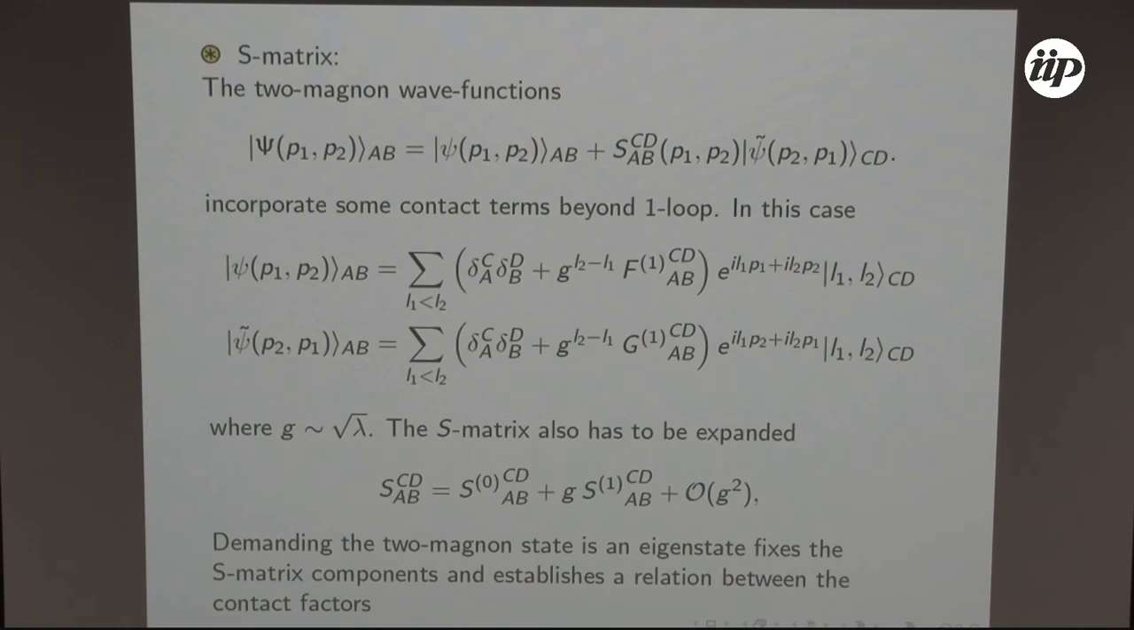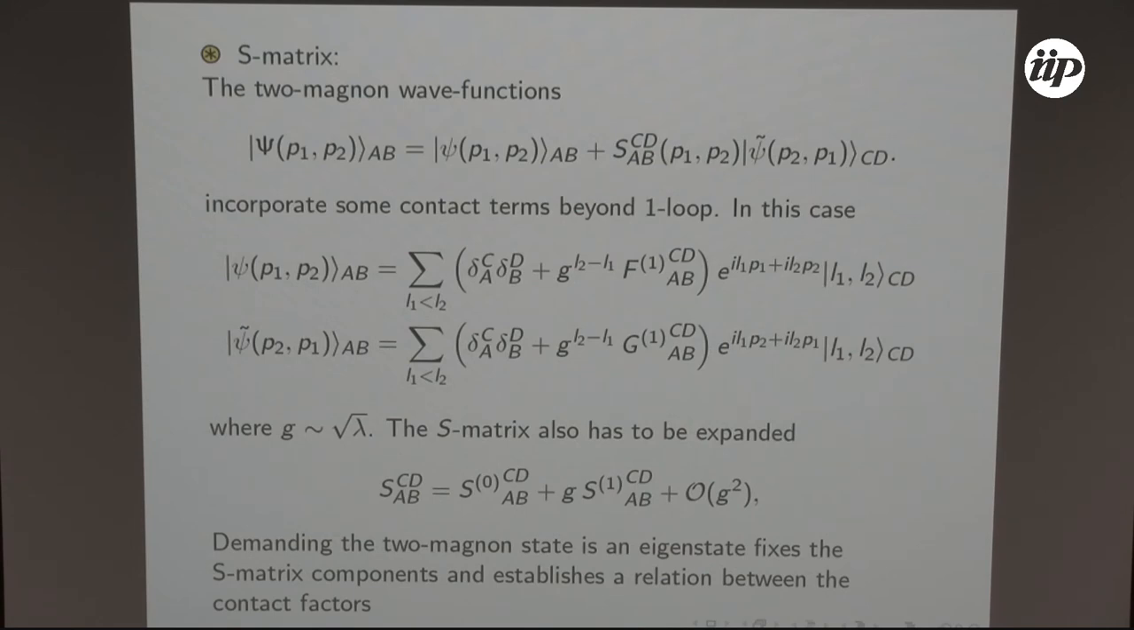We also need the bulk scattering matrix. It's a little bit more subtle now because we are beyond one loop. When you go beyond one loop, the Bethe answer needs to be corrected with some contact terms. So this is what I included here.